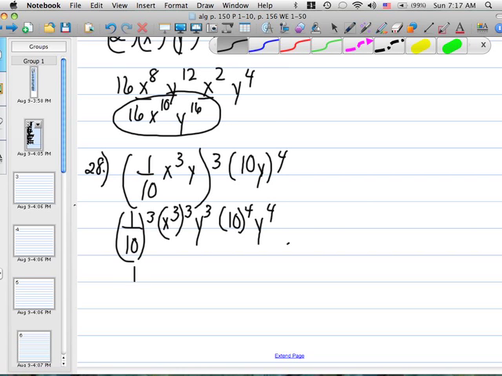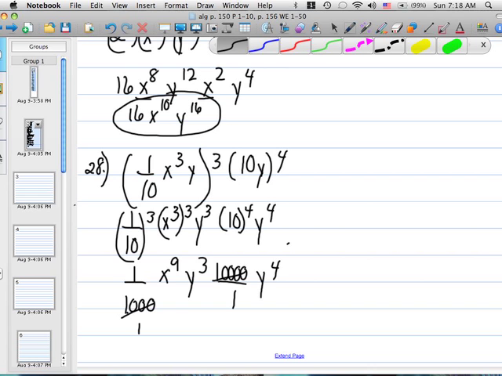1/10 times 1/10 times 1/10 is 1/1000th. X to the third taken to the third is x to the 9th, y cubed. 10 to the fourth power is 10,000, and then y to the fourth.